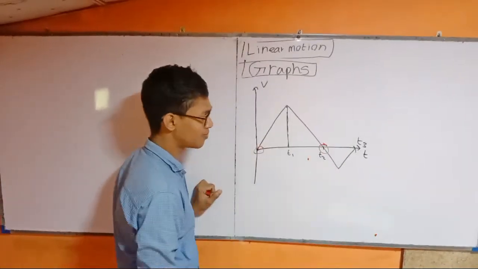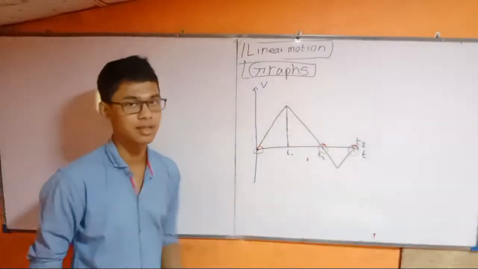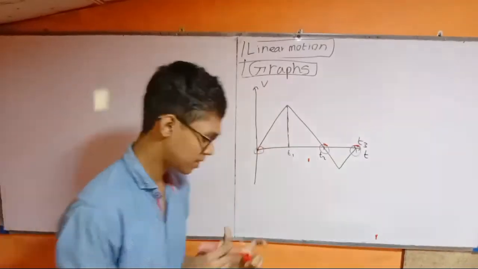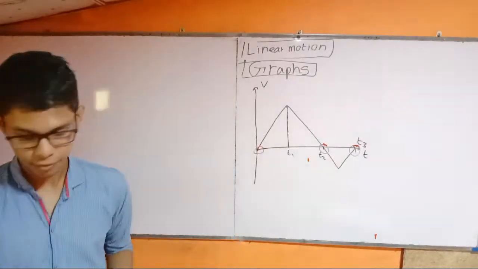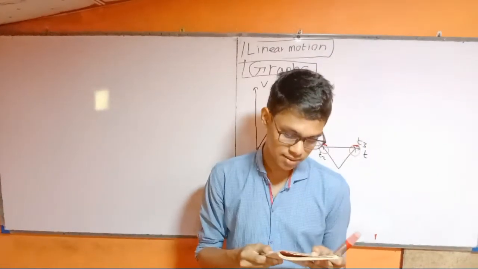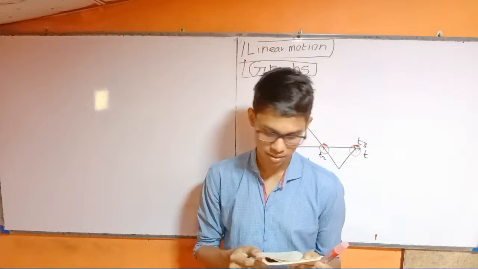Velocity 0, without velocity 0 it will not be at rest. Rest here, rest here, rest here. Done. Statement A is false. Statement B: the particle returns to its original position at time t equal to T3.